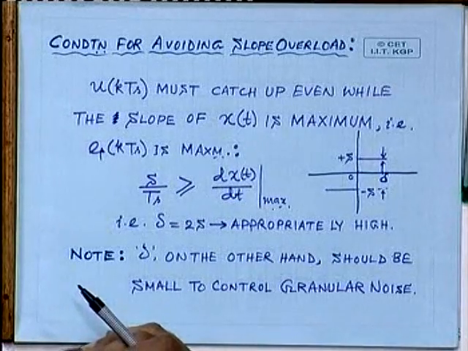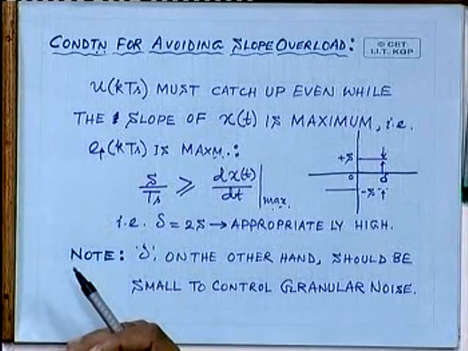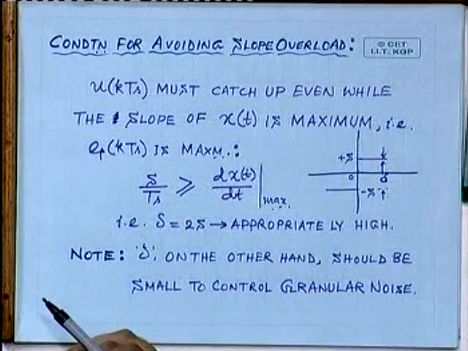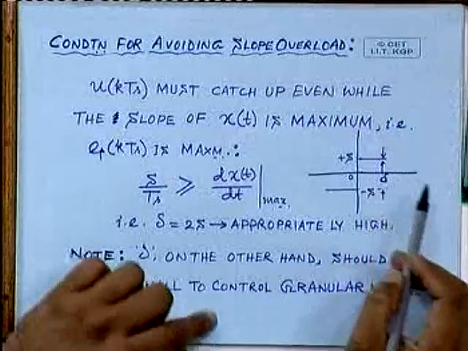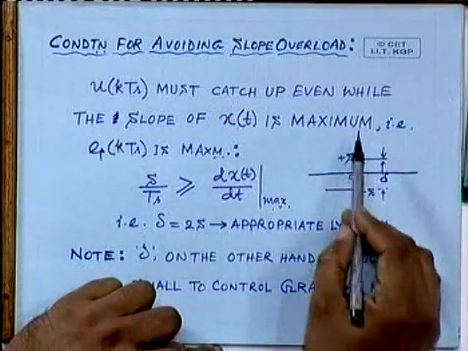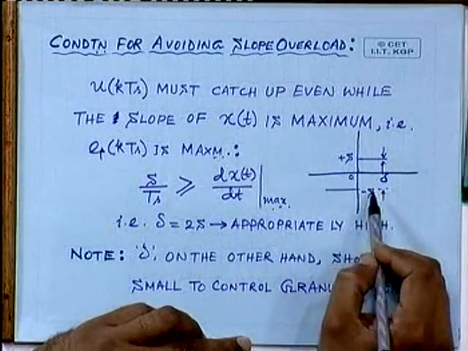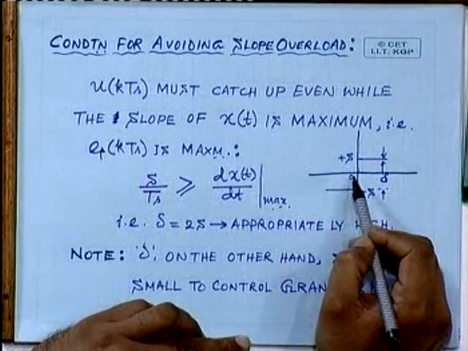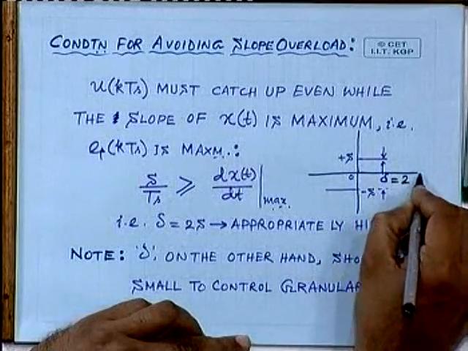I expect some doubt here, whether it is S by Ts or 2S by Ts. That's your point, isn't it? Yes. Just to facilitate this discussion, I have redrawn the quantizer characteristics here. You can see that the two allowed levels I indicated as plus S and minus S, so that the step size delta was twice S.